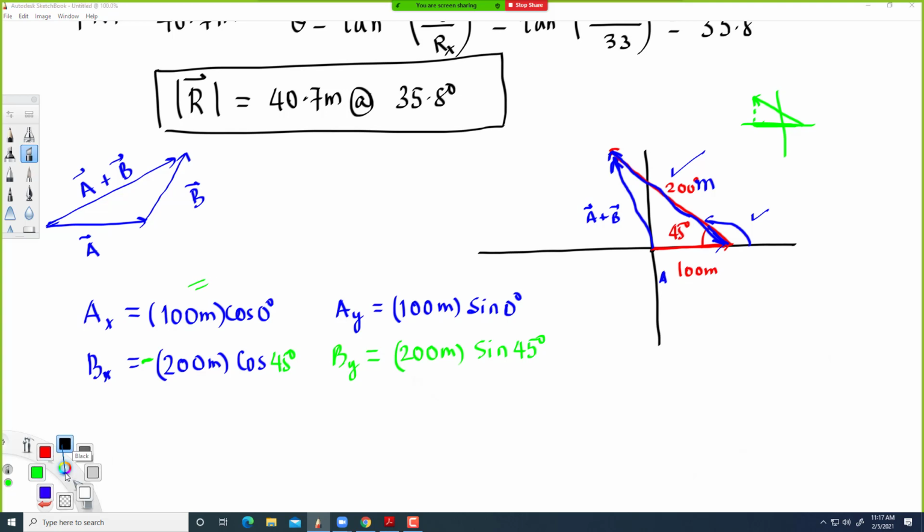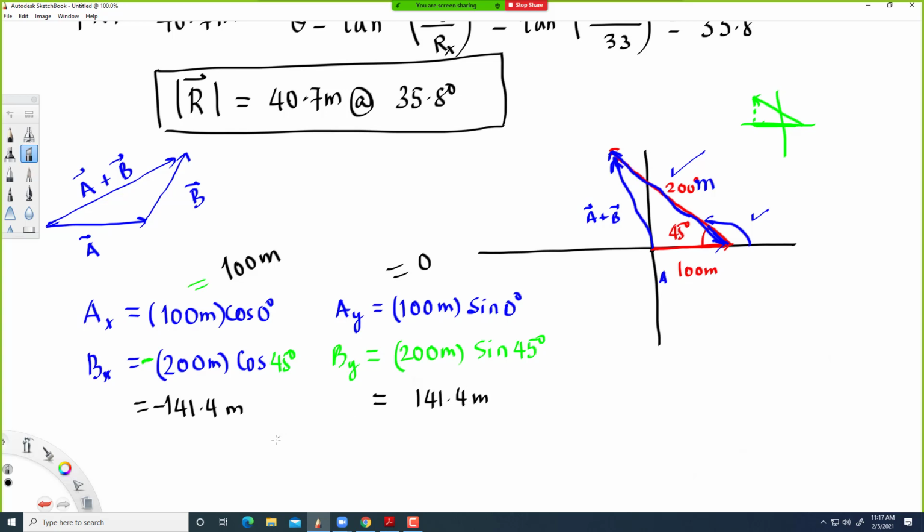Okay. So 100 meters. This one should be 0 because sine of 0 is 0. How about this one? Is that 141? Okay, 141.4 negative meters, and this one is also 141.4 meters.